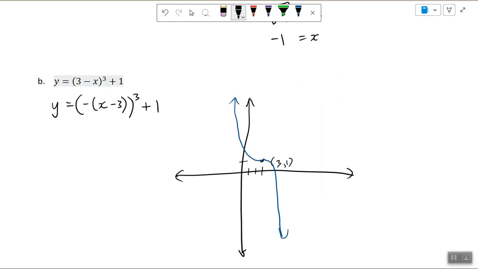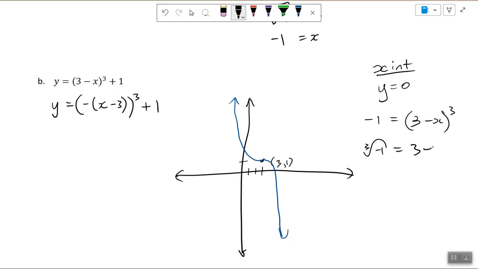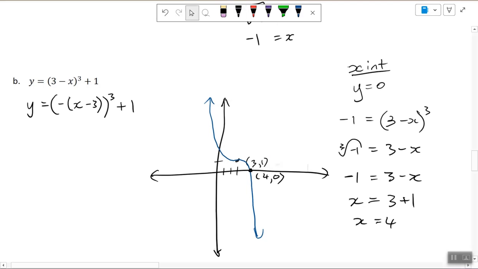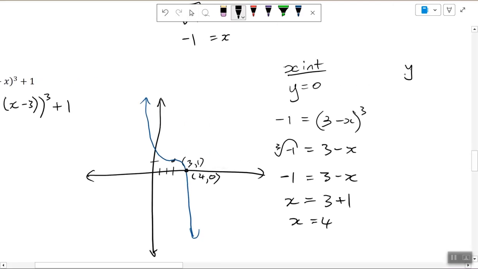We should find the intercepts. y equals 0. So that's 4, 0. Y-intercept, x equals 0.